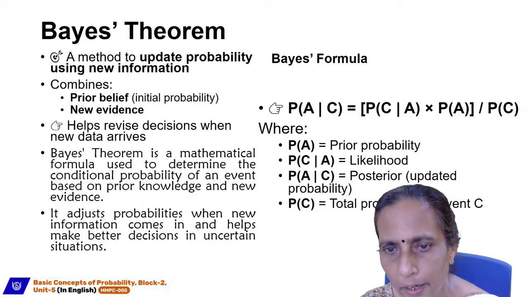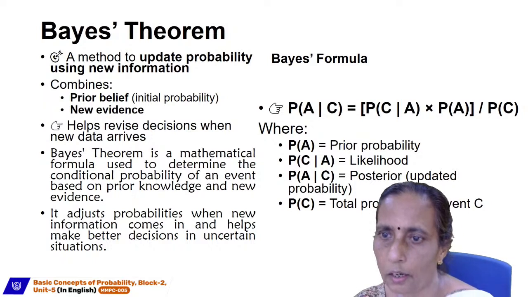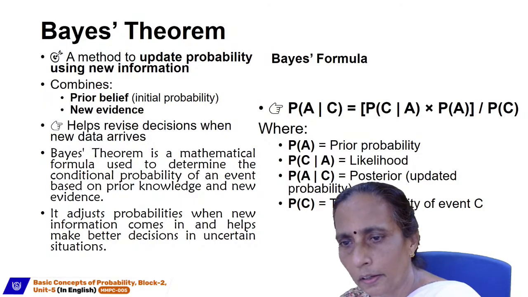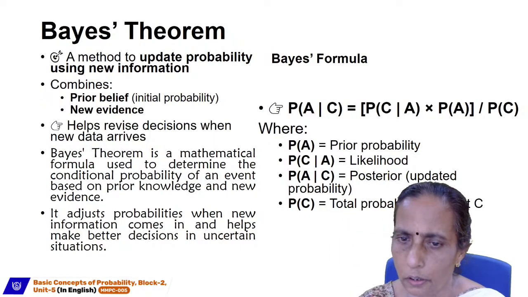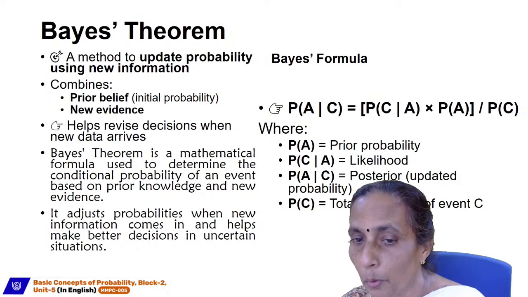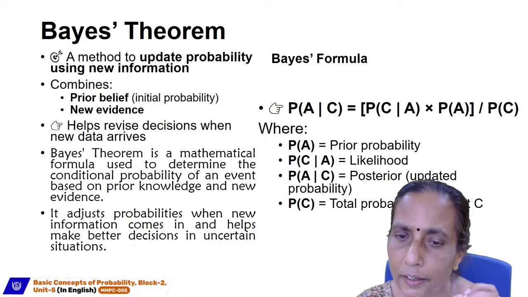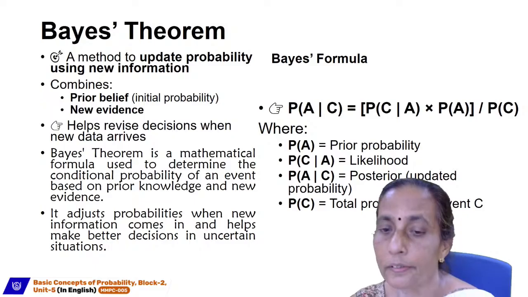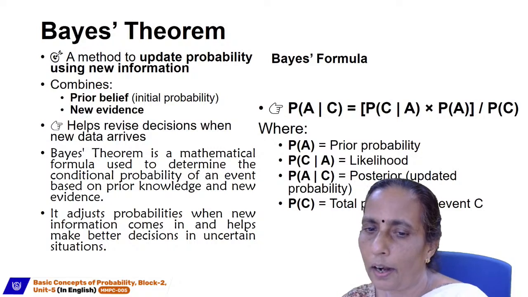So probability of A given C is probability of C given that A has already happened, times probability of A, divided by probability of C. Over here, P(A), the probability of event A, is the prior probability, the probability of the event A happening. Then probability of C, given that A has already happened, is the likelihood.